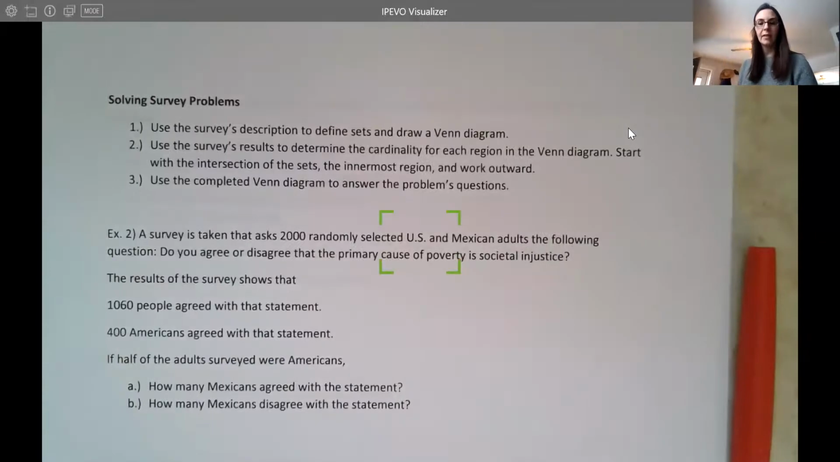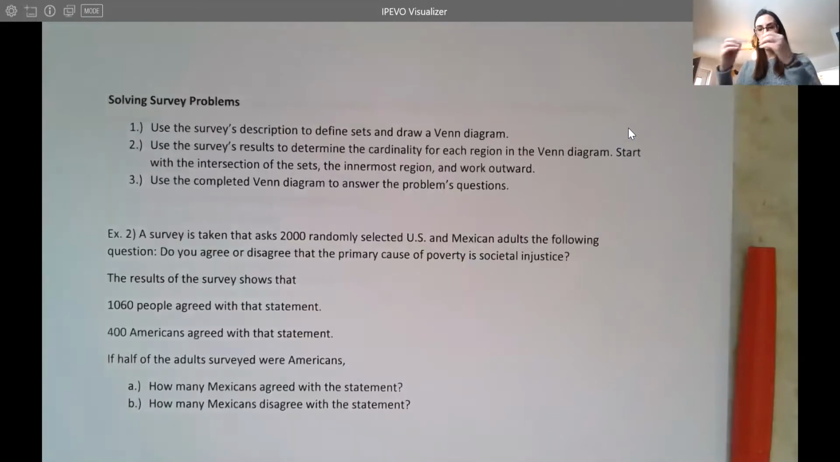So now let's go the other way. This time we're going to start with the information and draw the Venn diagram, rather than having the diagram be drawn for us and interpret it. So we need to use the survey's description to define sets and draw a Venn diagram. We're going to use the survey's results to determine the cardinality for each region, so how many elements are in each region. And again, work inner to outer.